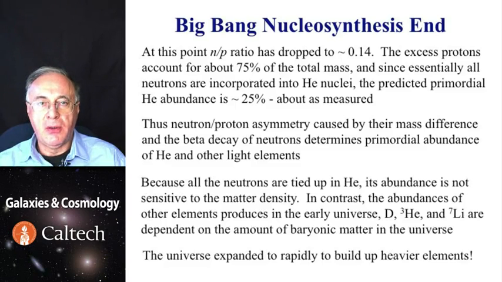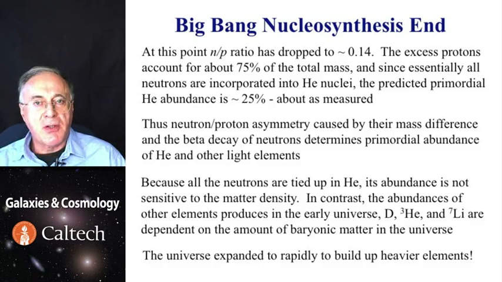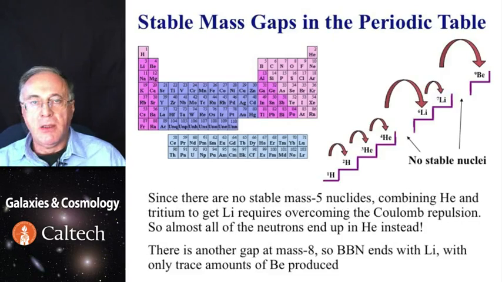Since essentially all neutrons are tied up in helium, its abundance is not dependent on density. But some of the other species do depend on the actual baryonic density. The reason the reactions don't proceed beyond lithium or beryllium or so is that the universe expands and becomes insufficiently hot and dense to create heavier nuclei.